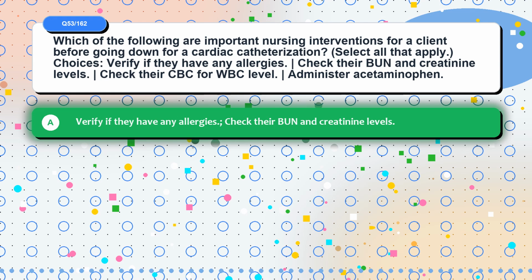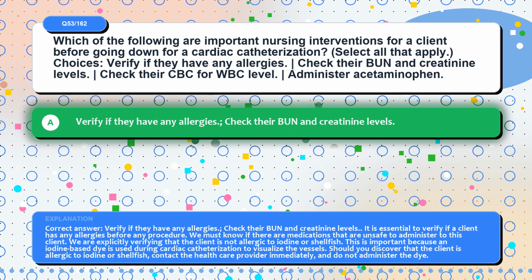The correct answer is option A. Verify if they have any allergies. Check their BUN and creatinine levels. Correct answer, verify if they have any allergies. Check their BUN and creatinine levels.